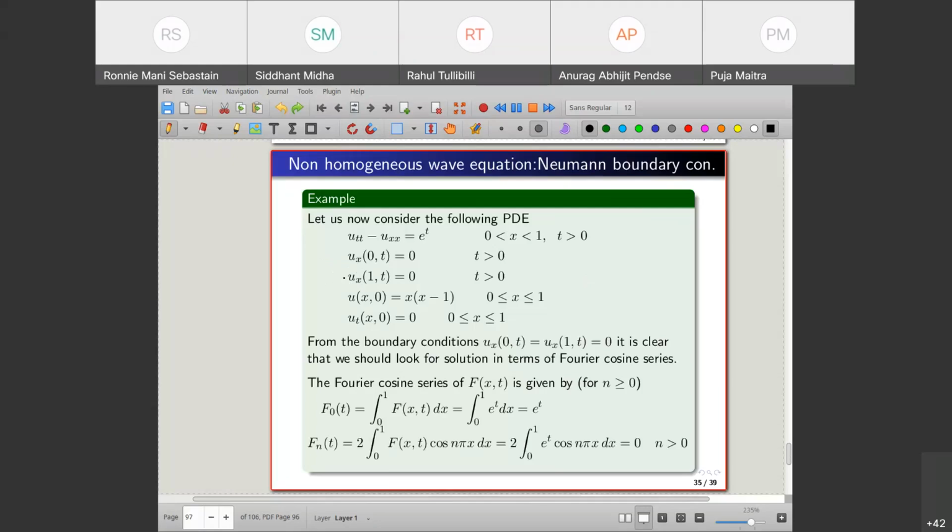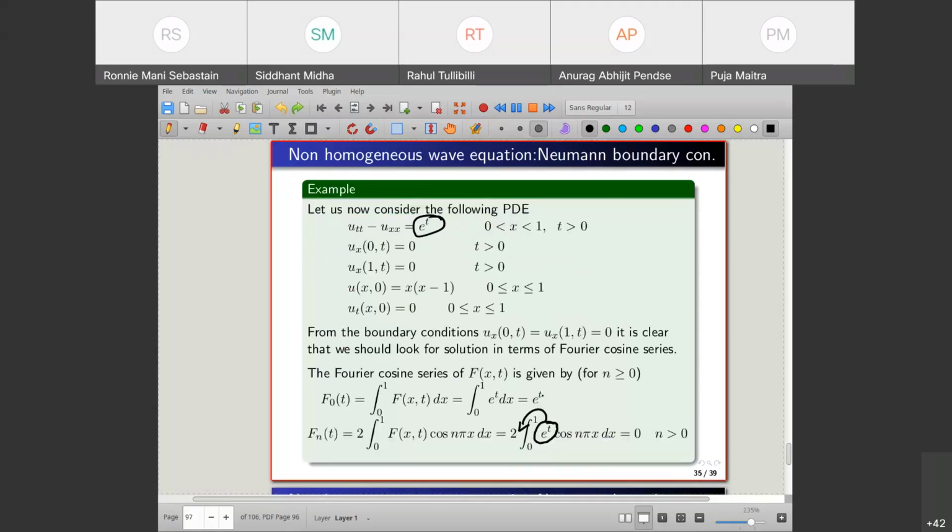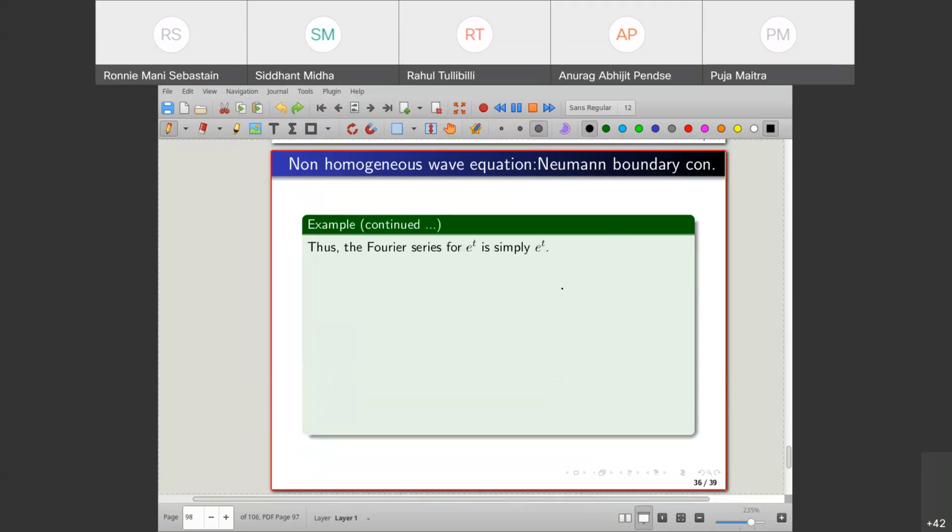So we first find the Fourier cosine series of e to the power t. So once again, this is just the same as taking the Fourier cosine series of the function 1, because the e to the power t will just come out of the integral. And that is simply, yeah, because the Fourier cosine series for the function 1 is just 1, because 1 is one of the eigenfunctions, right? So therefore here we have to do nothing. So the Fourier series for e to the power t is simply e to the power t.